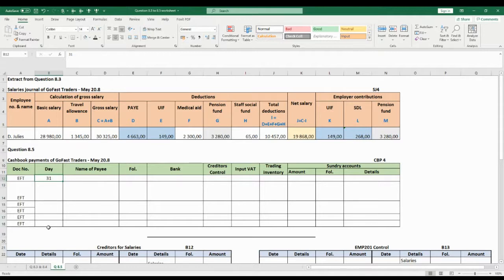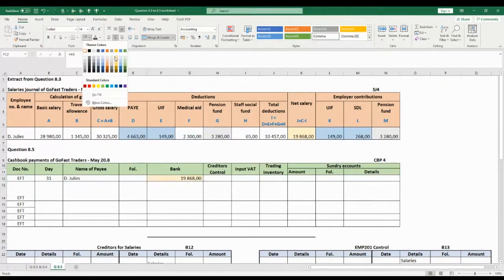Now the name of your payee would be based on who we are paying. So the first one, pay as you earn and UIF, we would generally pay over to, okay, let's start with the net salary. So the net salary would go to D. Julie's. So that is our employee we are paying. We will pay out of the bank account the net amount of 19,868 to D. Julie's. Okay, so that is the bank account.